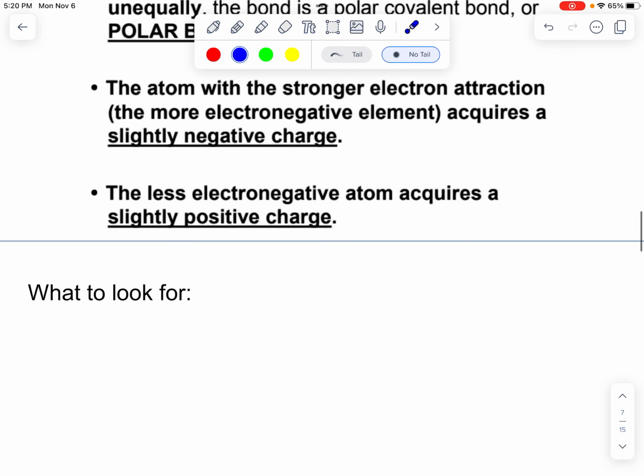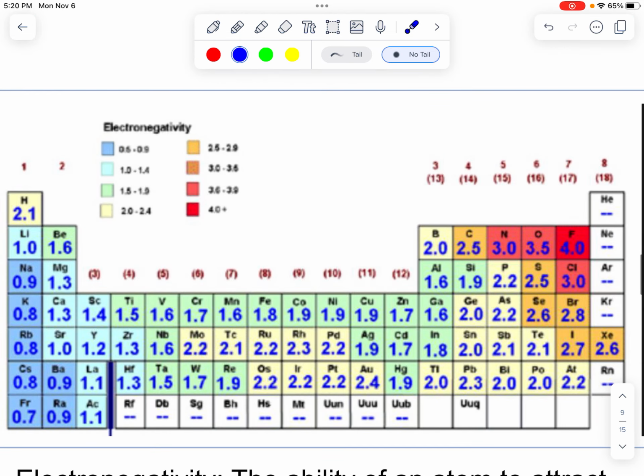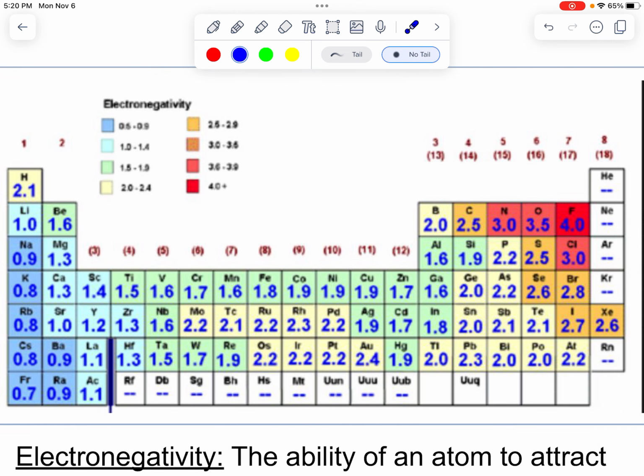So for polar bonds, the main things you want to look for, I'll show you right here. This is a chart of electronegativities. Notice the metals are all quite low, right? Hydrogen's 2.1, but all these metals are very low. And then notice up here in this corner is our high electronegativity. So these are the atoms that we want to keep track of right here. These are going to make our polar bonds, okay?